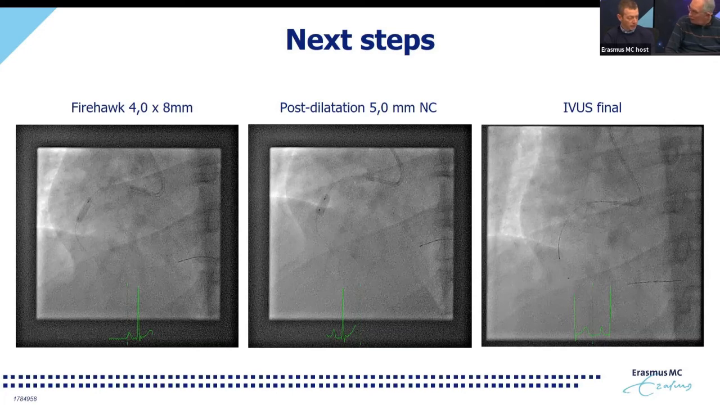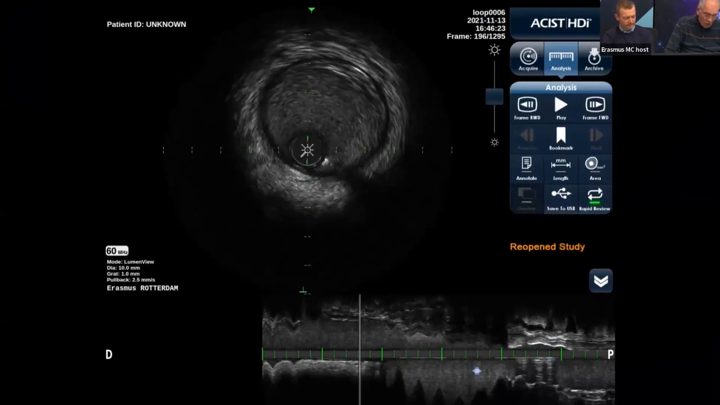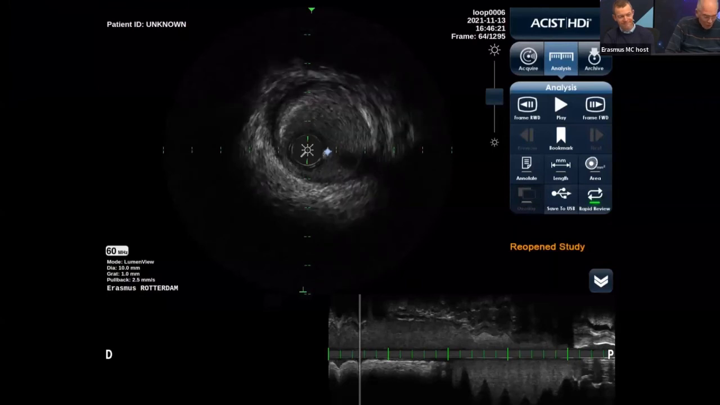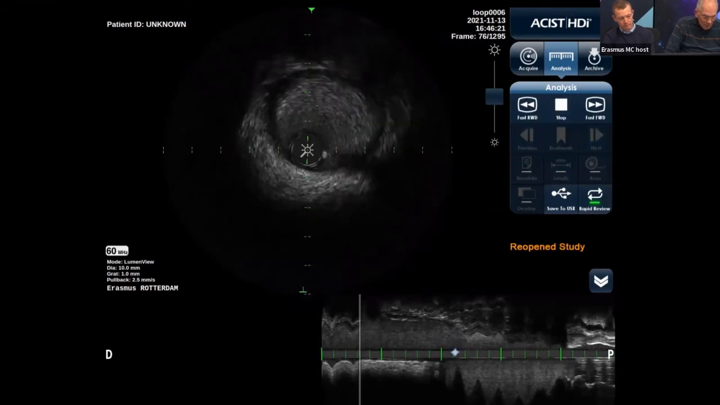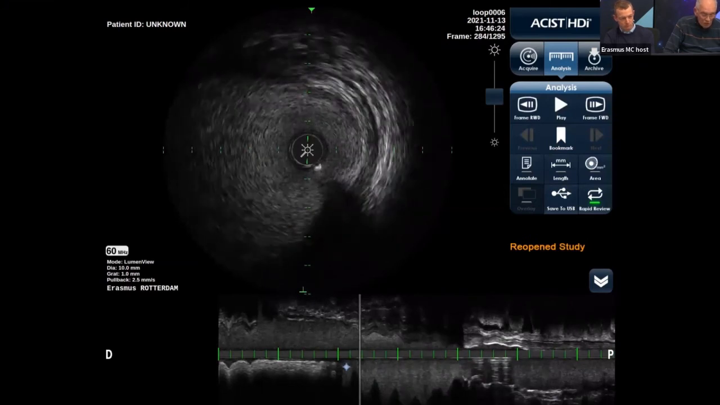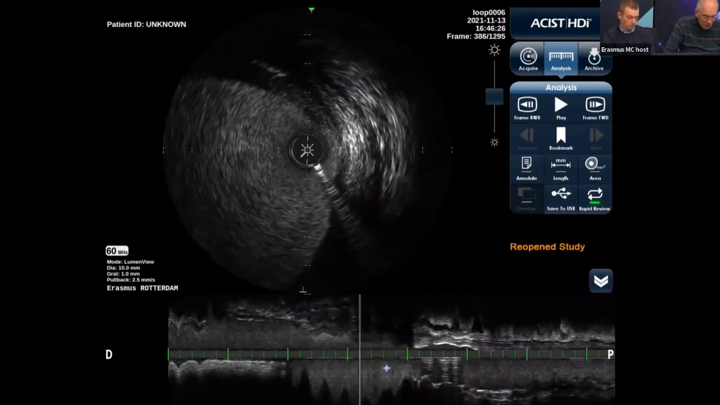Now let's see what you did. We go back to the IVUS post procedure. You see, we're getting shorter, you go more proximal, and let's run this. There we go. And then you see that we are here in the aneurysm. The aneurysm is free of the stent, just like the intention.